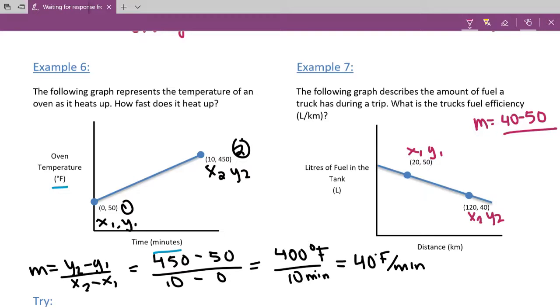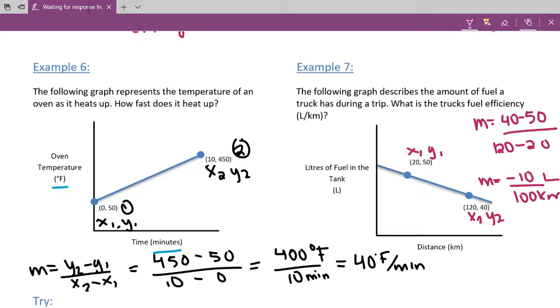We want to make sure we include that. The sign of our slope tells us some context. So don't worry if your values are negative. 120 minus 20 on the bottom. Again, these are telling us the change in x and y. So in terms of y, that means my fuel went down by 10 liters. And then for x, that means my kilometers went up by 100 kilometers.